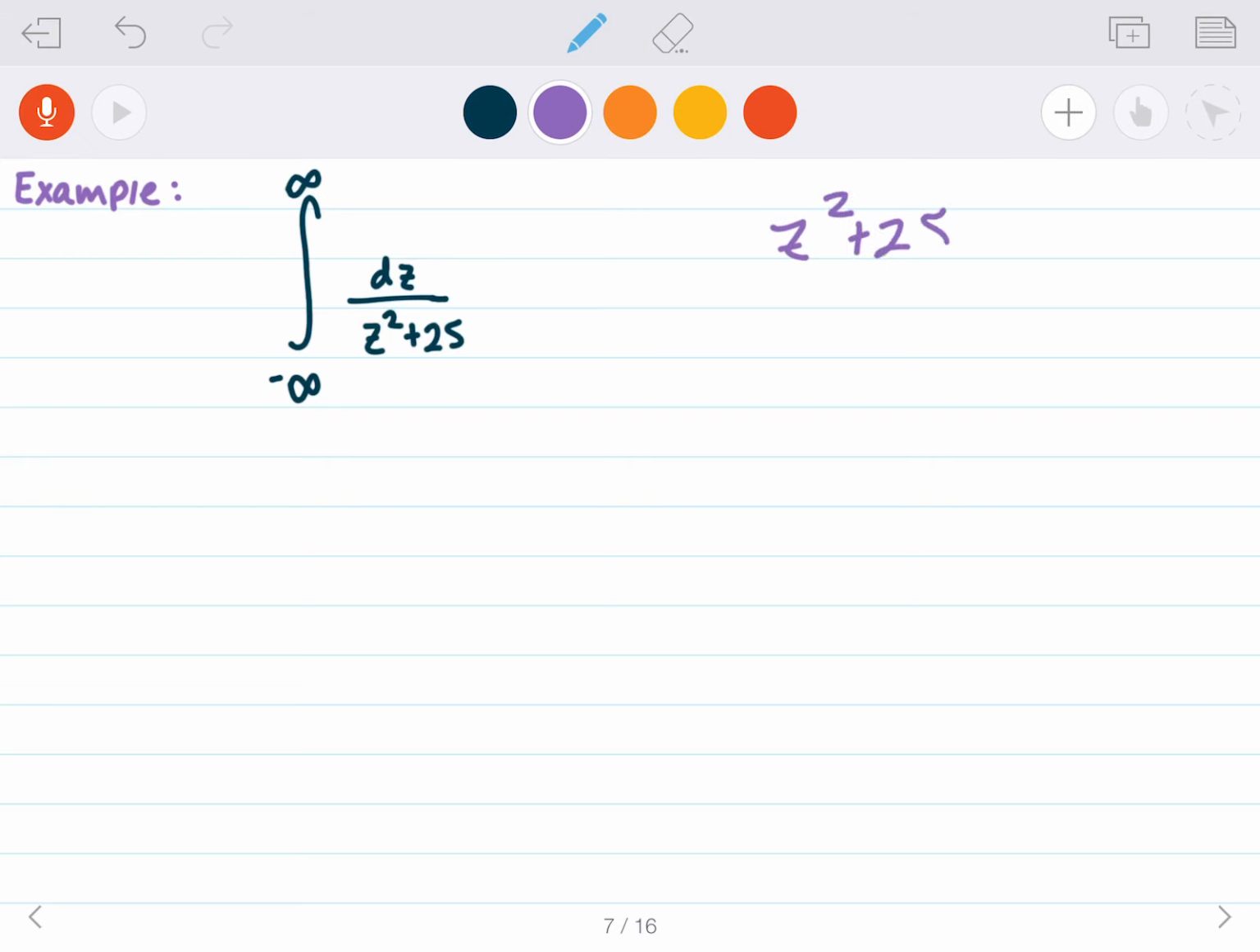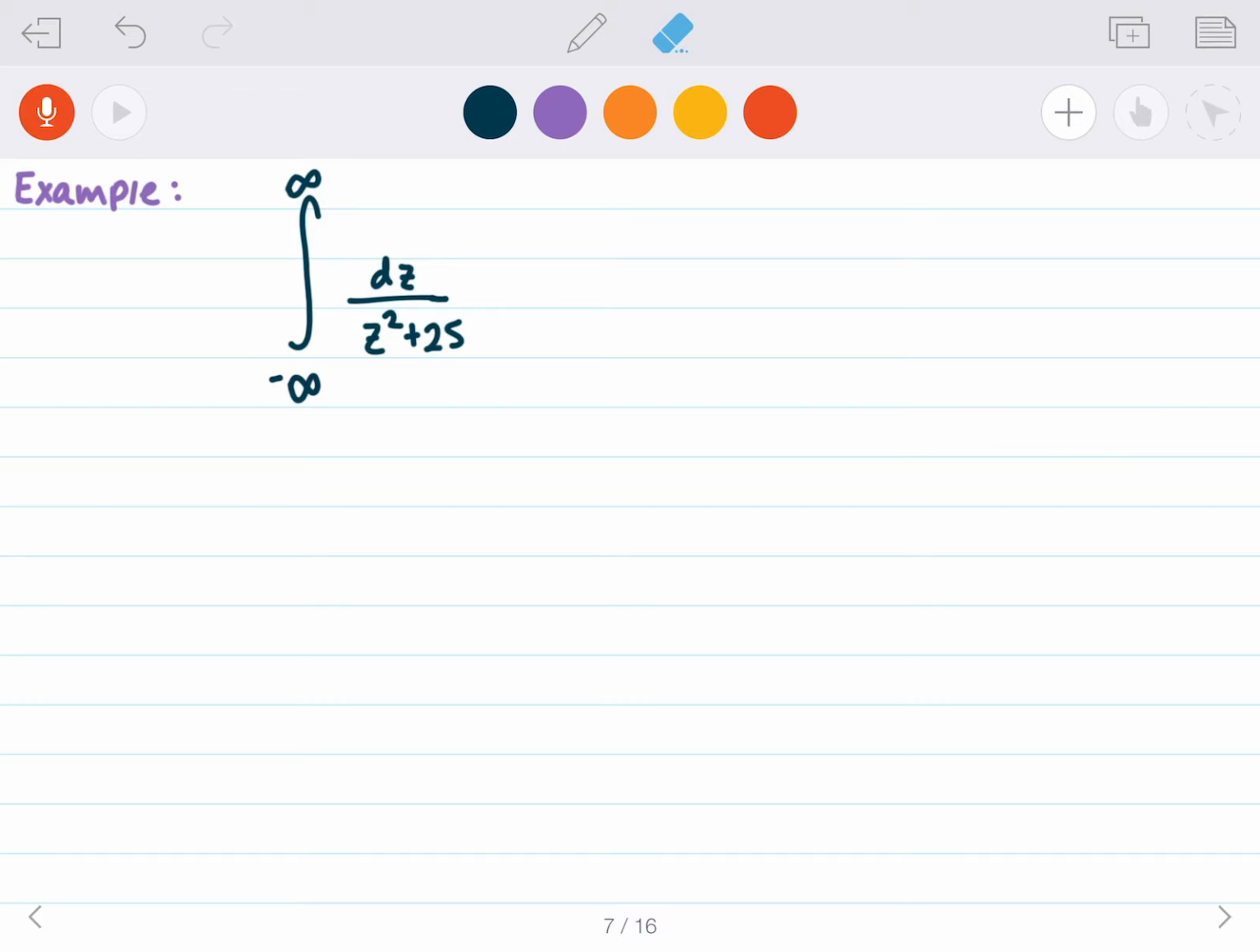I don't want the denominator to be equal to 0, but when I try to figure out where the problem is, I end up getting that the problem is at a complex number. Right? And we don't care about that here. We're talking about all real numbers.